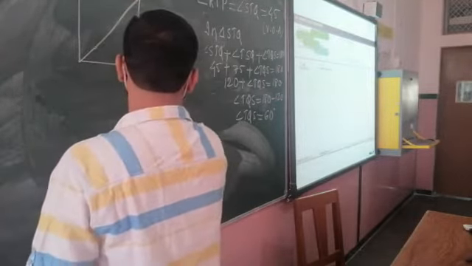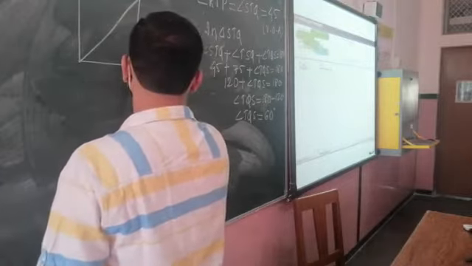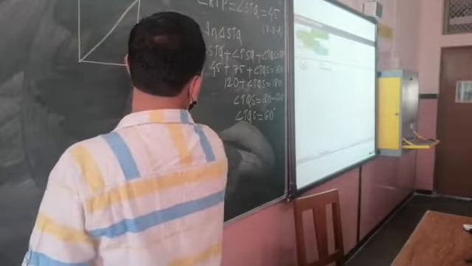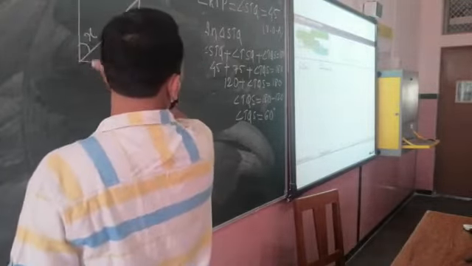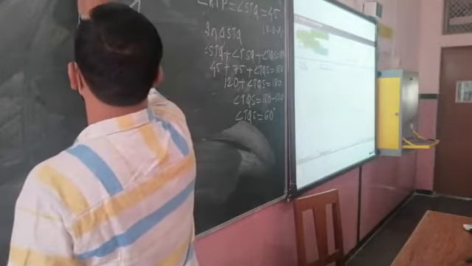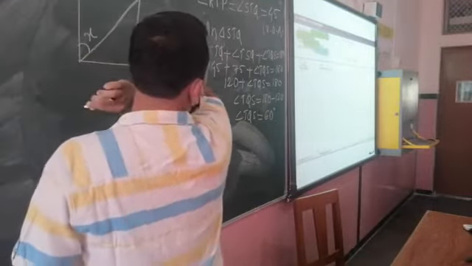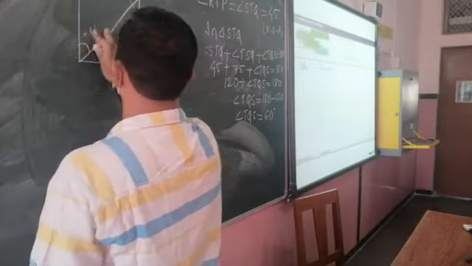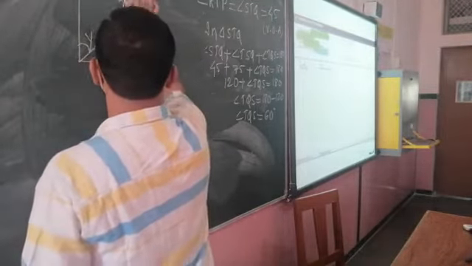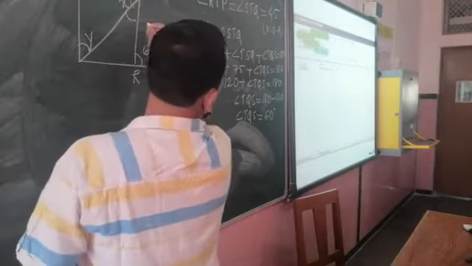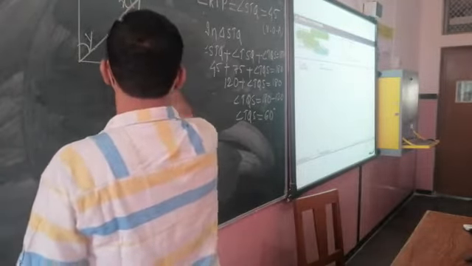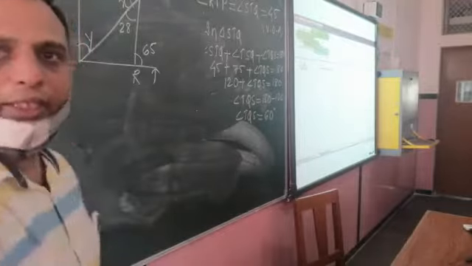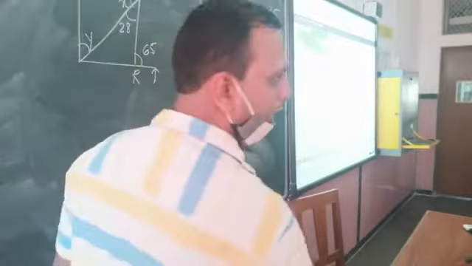Here R is there, here T is there. This angle is how much? 65. Here how much is there? And here P is how much? 90. Here this is Y. This is X. This is how much? 28. Now we have to find the value of X and Y. You can see on the board it is very clearly written.